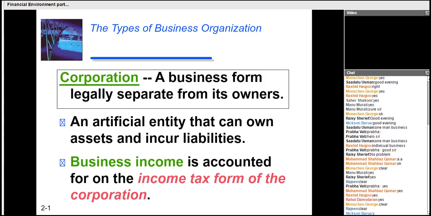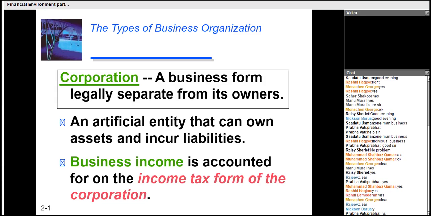See, it's saying is a business. Yeah, that's good. Very nice to know. Everyone is getting clear. Yeah, that's good.